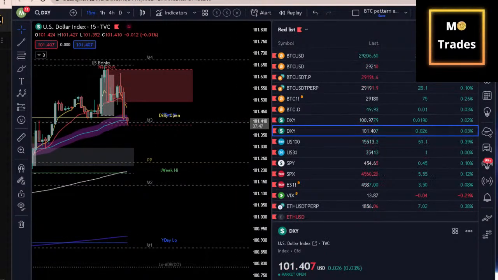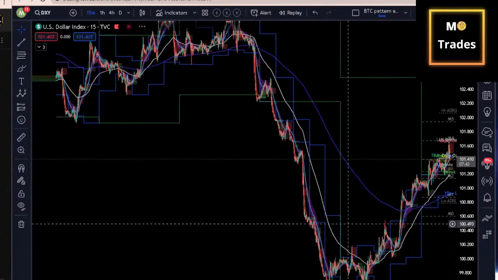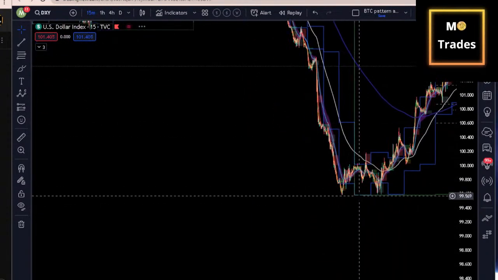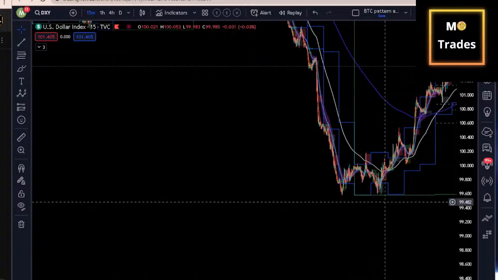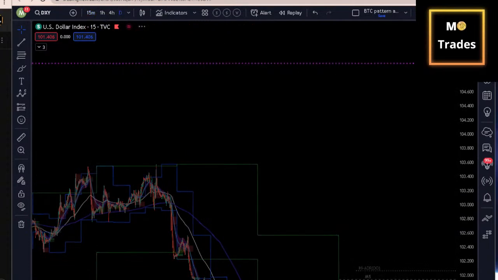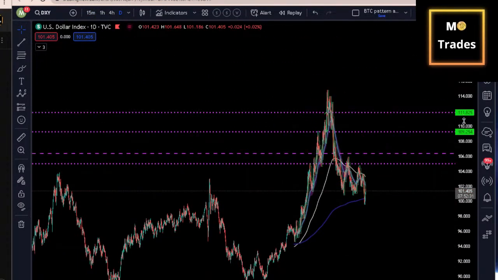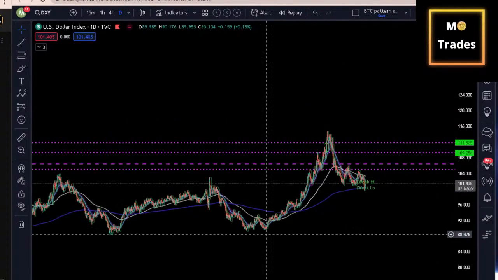That's for the DXY. My targets for DXY to the upside. To the downside, they've been hit. I mentioned them, or I gave you them ahead of time. It was around $99 or $98. And targets to the upside, they go all the way up to 114. But we haven't got there yet. But I'm not going to doubt it.